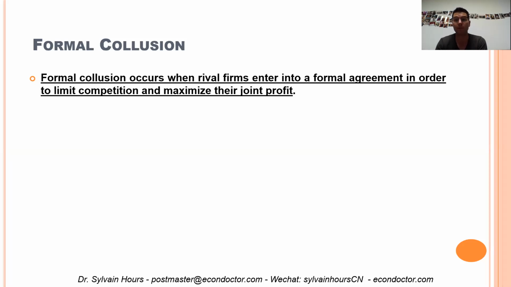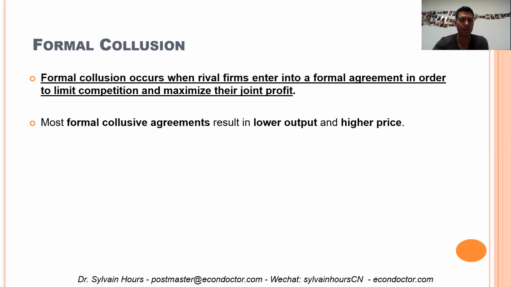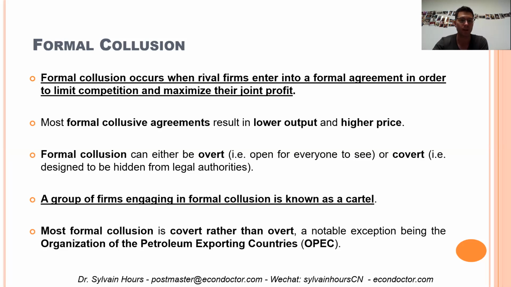There is one exception. So formal collusion can either be overt, open for everyone to see, or covert, designed to be hidden from legal authorities. Most of the time, formal collusion is covert, hidden, secret.